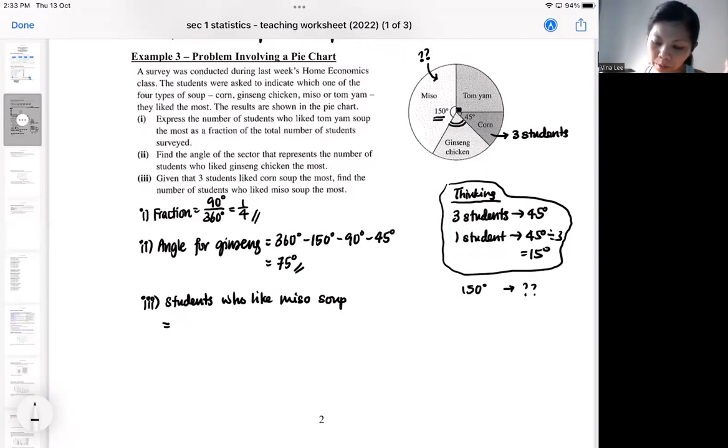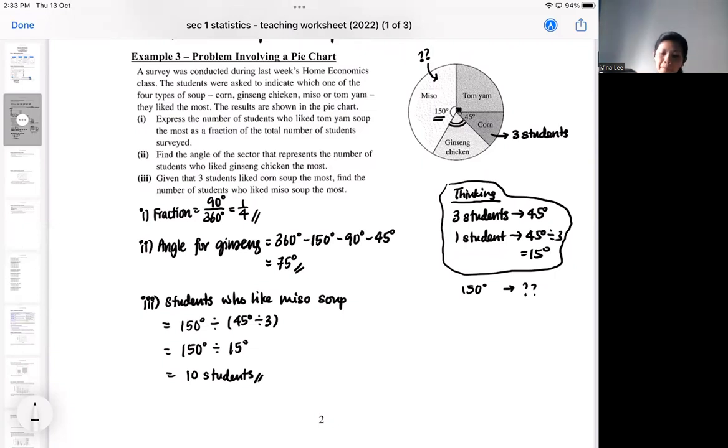So I will use something like 150 degrees divided by the number of degrees for 1 student. It's actually 45 divided by 3, so 15 degrees for one student. From here, I got 10 students. You can do it any other way except do not show the arrows. Okay, so that is the interpretation for pie chart.